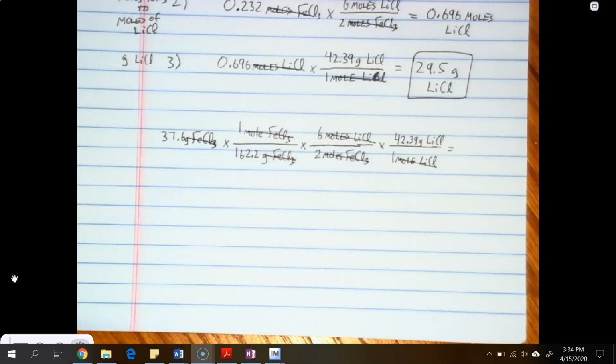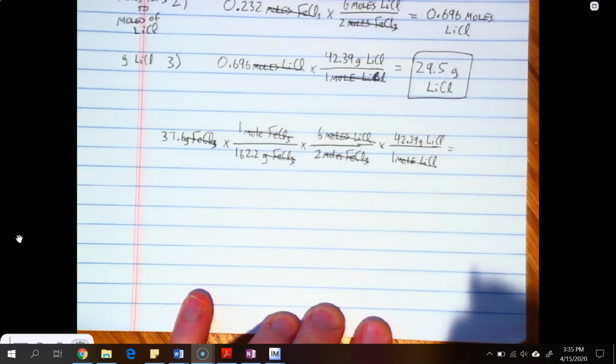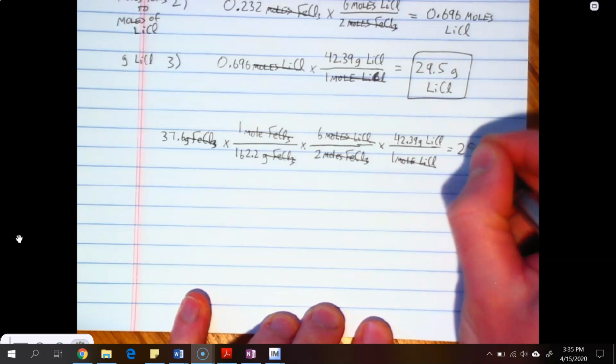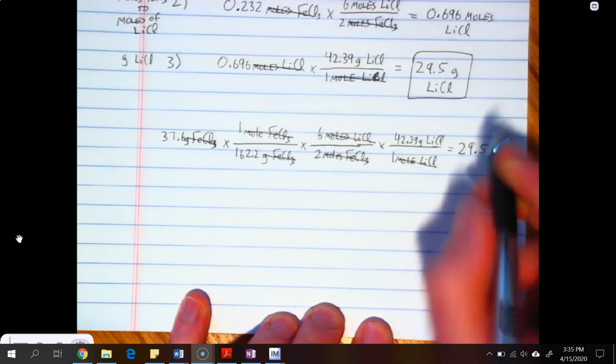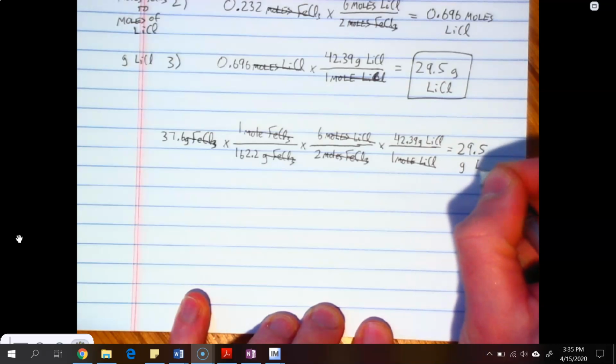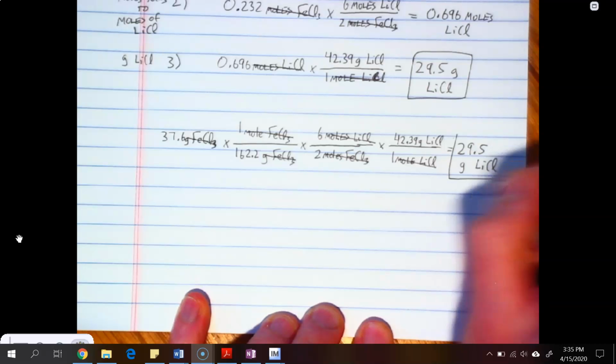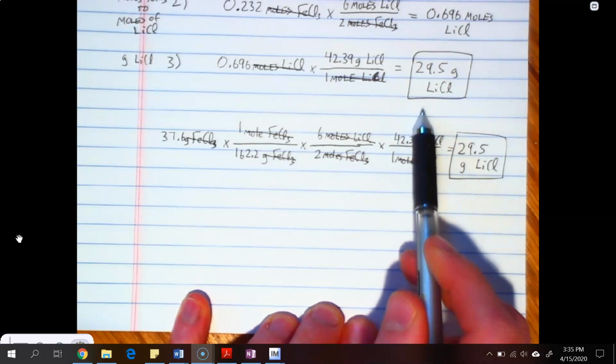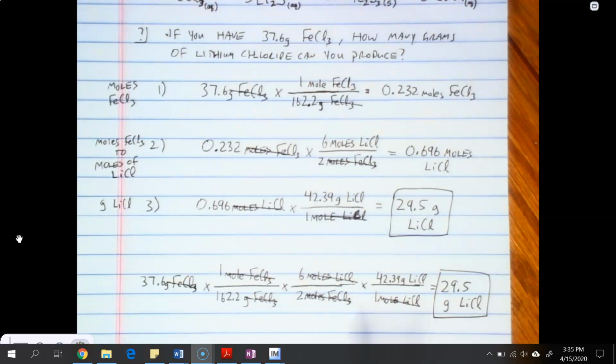So those cancel. So why don't you pause the video and actually do this calculation and see what you get for an answer. It's important to remember here that anything on top of those fractions you're multiplying by, and anything on the bottom of those fractions you're dividing by. Okay, so hopefully you realized that after you do this calculation, you still get 29.5 grams of LiCl. You get the same answer as this. But what's nice is look how much less writing you had to do, and look how much quicker that took us.